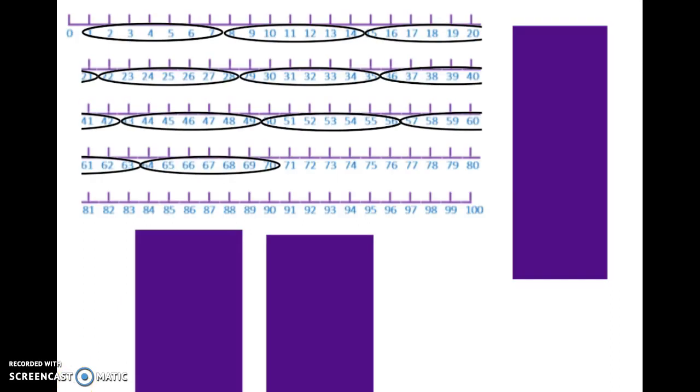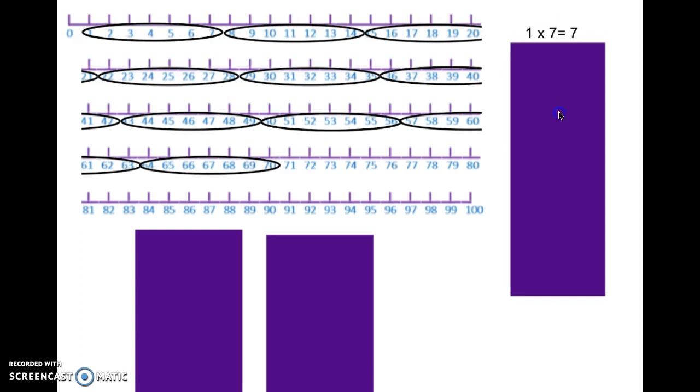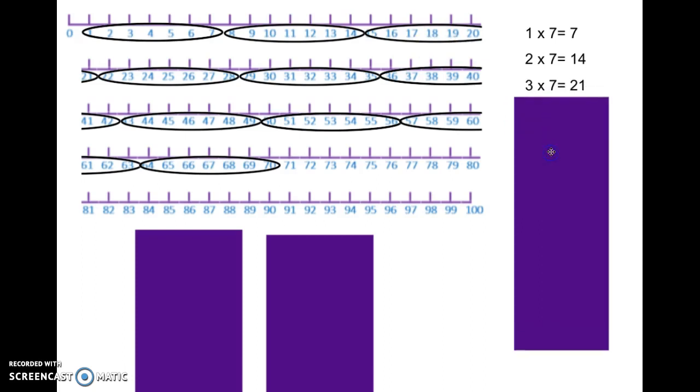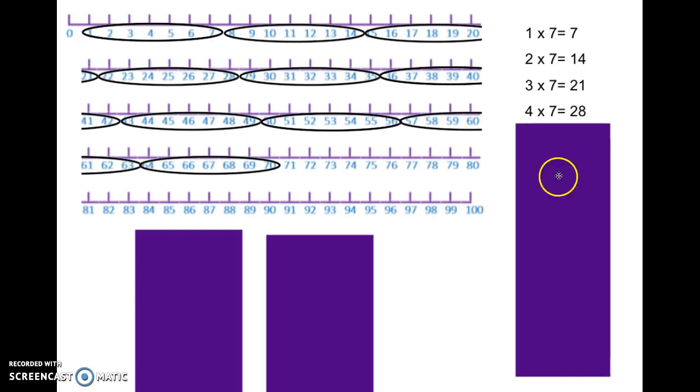All right, next we'll be moving on to our 7s. In our 7s, we're going to look at our count bys as well. So let's look at our sets. If I've got one set of 7, I have 1 times 7, which equals 7. 2 sets of 7, 2 times 7 equals 14. 3 sets of 7, 3 times 7 is 21. 4 sets of 7, 4 times 7 is 28.